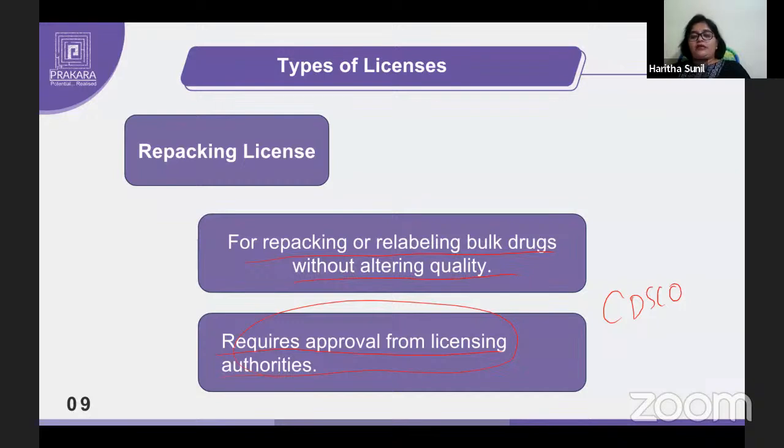Here, the documents that have to be submitted are proof of origin and quality of the drug product, details of the packaging materials and the labels, and agreement with the supplier or manufacturer of the bulk drugs. All these documents have to be provided. So these are the two types of licenses that we have under the Drugs and Cosmetics Act.